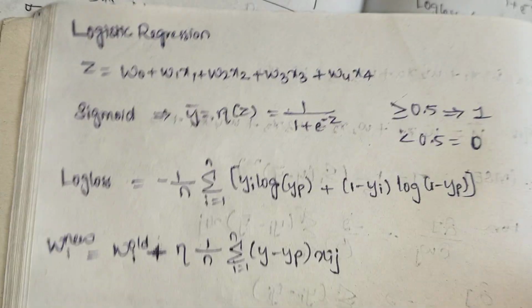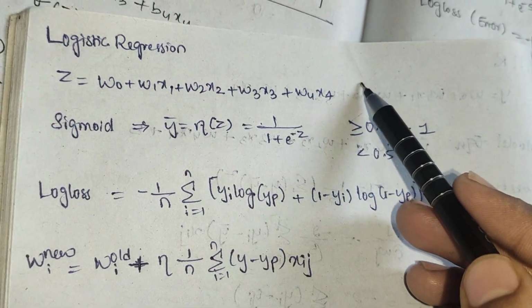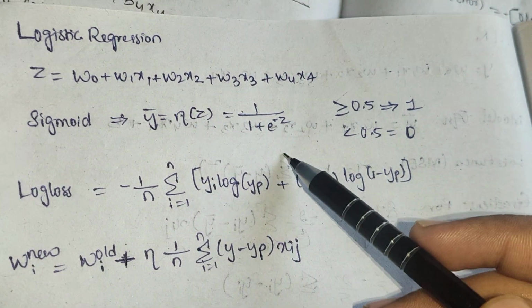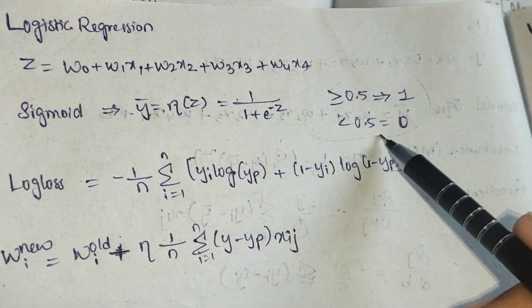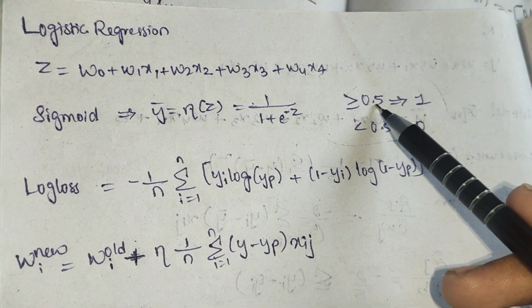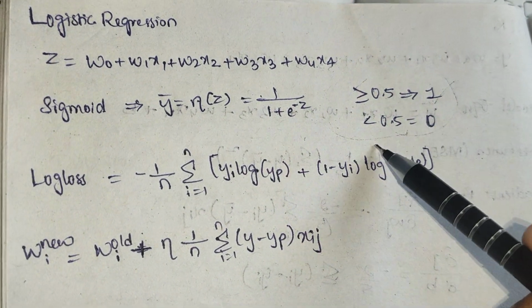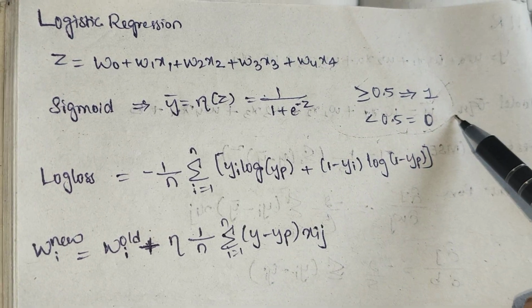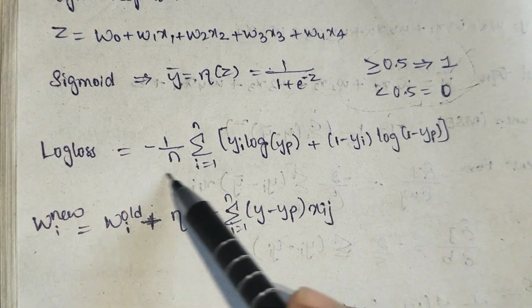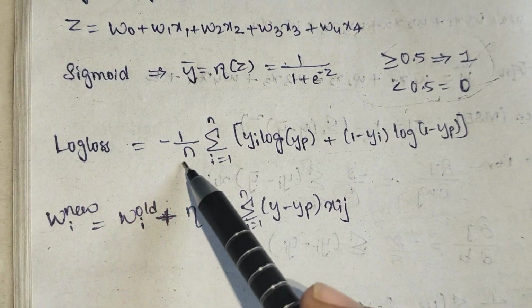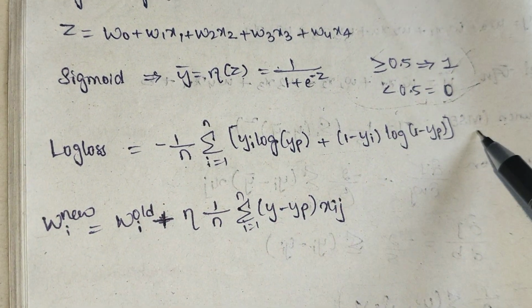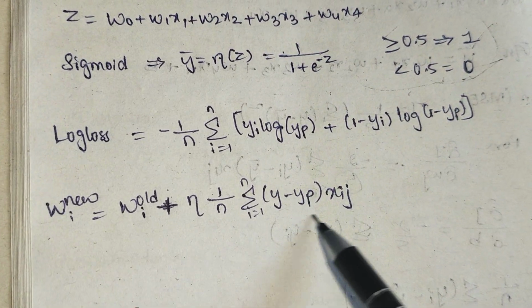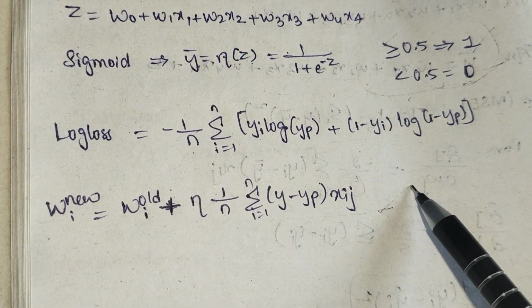All we have done was this one. Firstly we have found the z. After that we have done y prediction by using the sigmoid. We have decided the boundary: if it is greater than or equal to 0.5, then we have considered it as 1. If it is less than 0.5, then it is 0. Okay, then the log loss function was this one. You can find all together if you want to. If you want to find individually, then it is the formula, as you can see. And this is for the updating of weights.